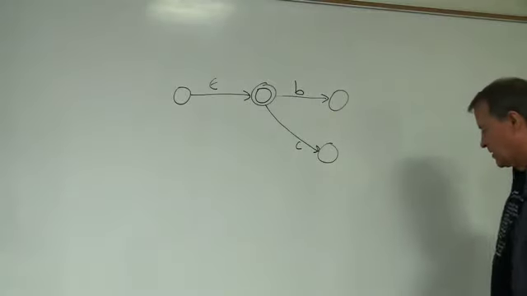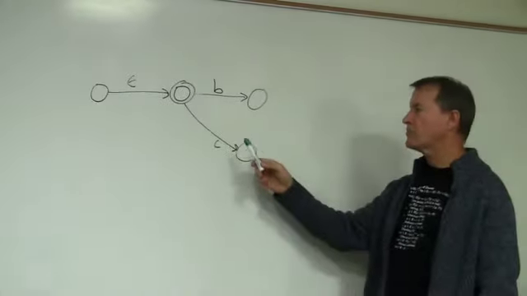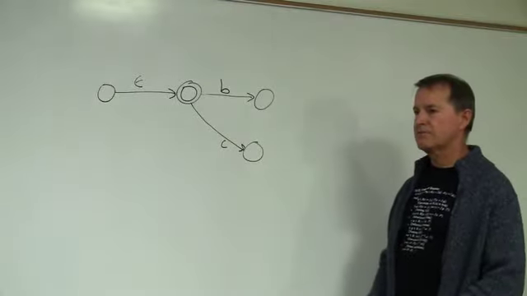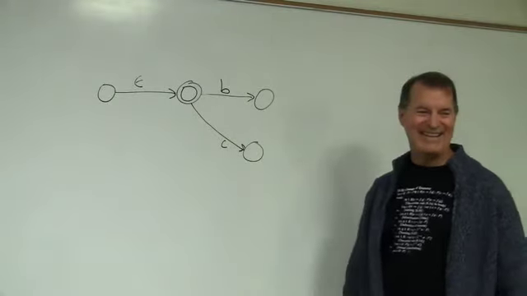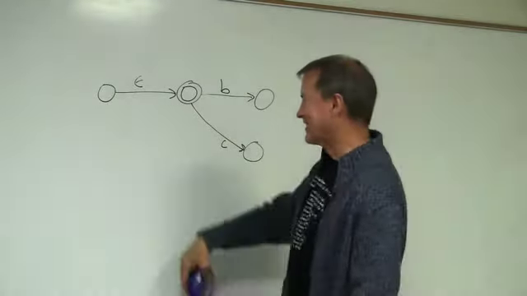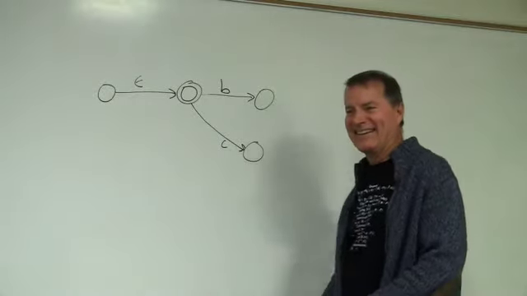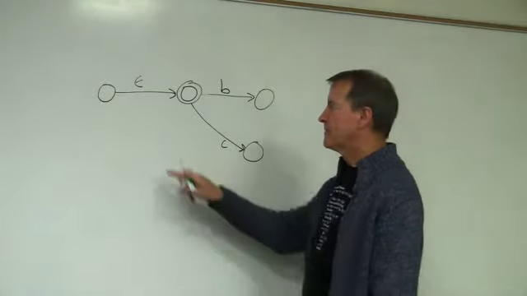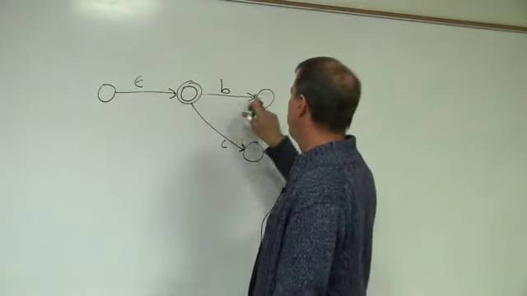How would you eliminate this empty transition? You'd get rid of it. You need a transition from the first state on B to this one. So what you would do is add that transition.